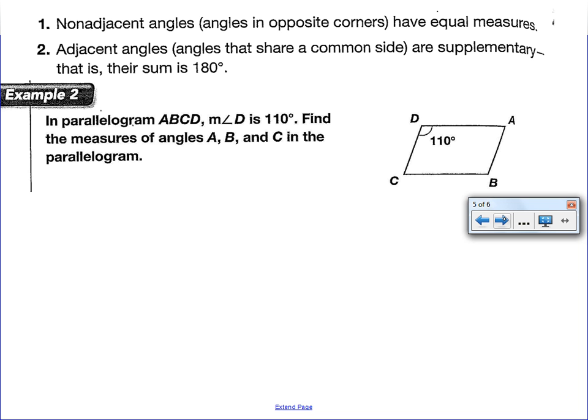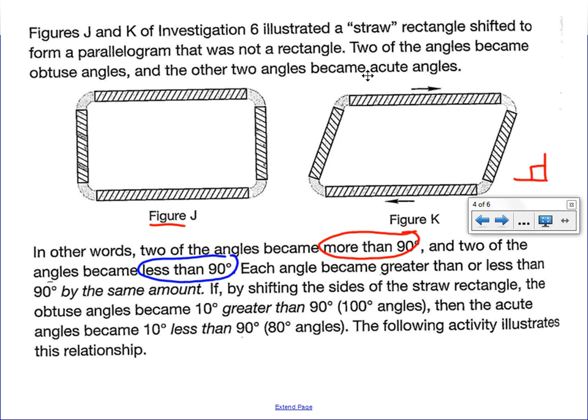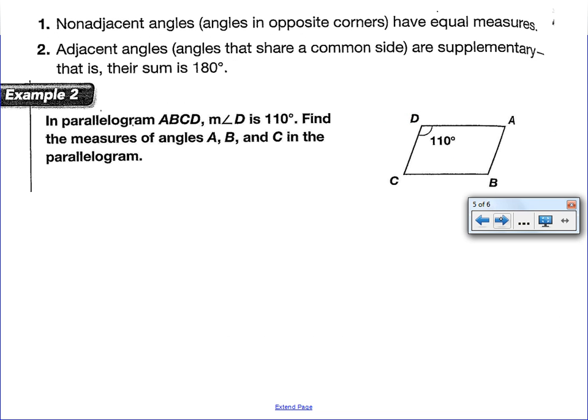Adjacent angles are angles that share a common side. They're supplementary, which means their sum is 180 degrees. So, angles that share a side, and I'm just going to erase this stuff here real quick. Okay, we said that this was 80, 100, 80, and 100. Angles that share a side, I have an angle here and an angle here. They share this side right here. Therefore, they are supplementary angles. That means when I add them up, they have to equal 180 degrees, which is true. 100 plus 80 equals 180 degrees.